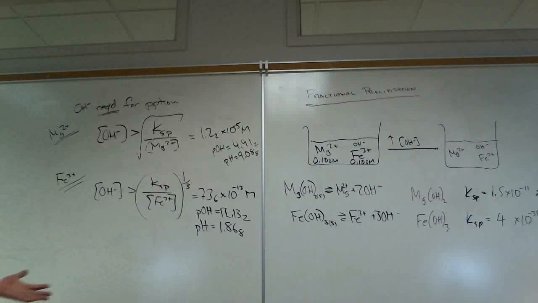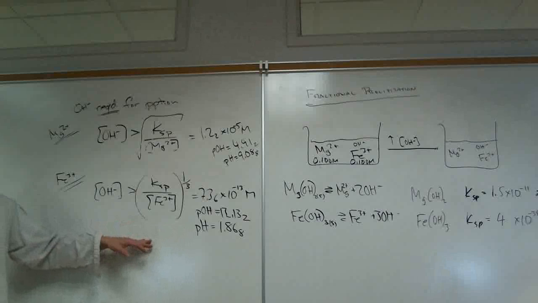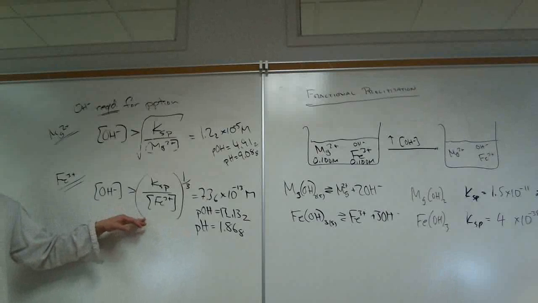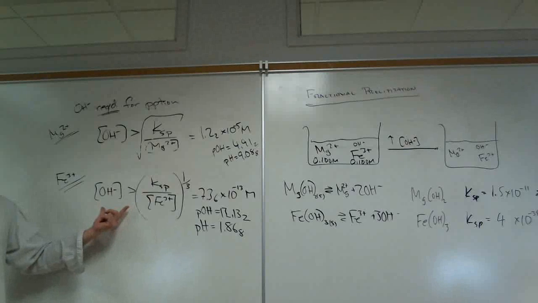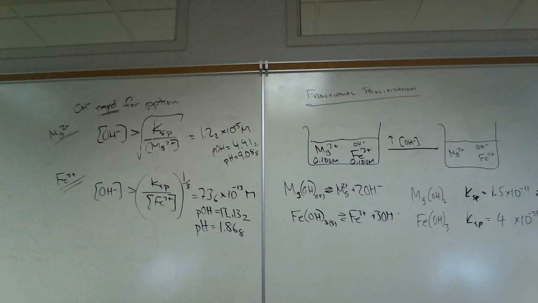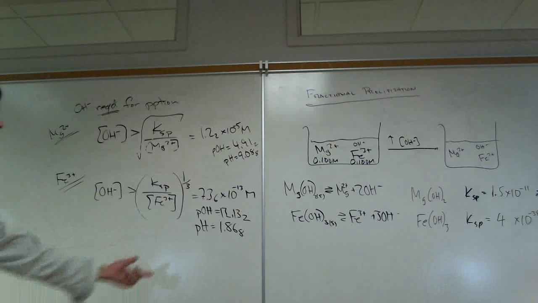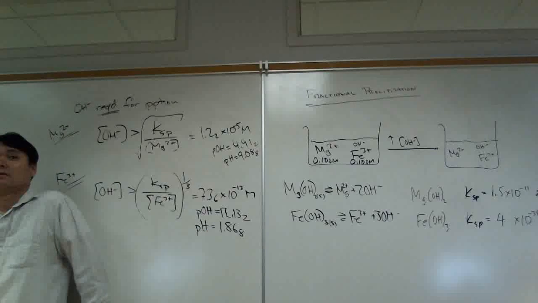Where is the hydroxide coming from? In other words, I have to maintain a pH lower than 1.868 to prevent precipitation. A pH higher than 1.868 has enough hydroxide to precipitate out the iron 3. But that's acid. Acid is hydronium, not hydroxide. So where is all this hydroxide coming from? Where are you going to get hydroxide in a strongly acidic solution? From the water.